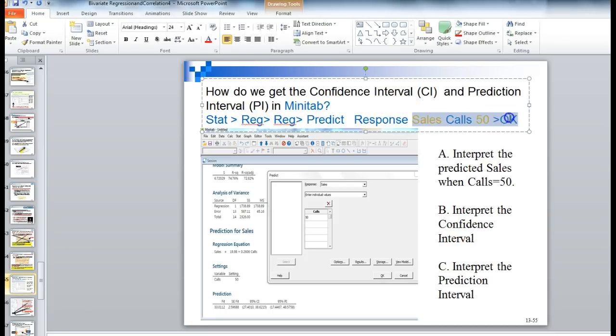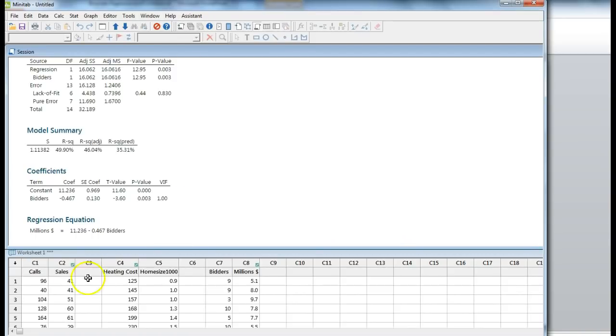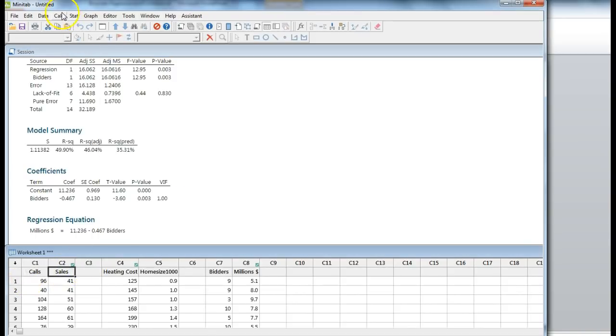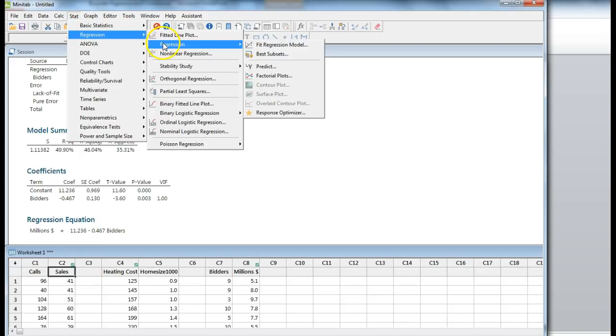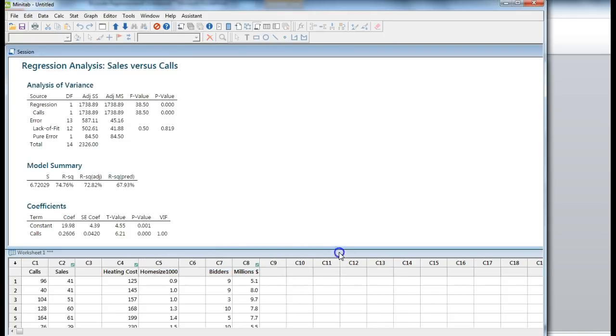We've got sales calls, and we want to predict what sales will be when calls are 50. So let's show you how to do that in Minitab. In Minitab, we're going to use these data on calls and sales. Stat, Regression, Regression. We have to first fit the model, and then with the second regression we can predict. But first, we have to fit the regression model. We're going to have sales and calls. So we run the regression, and now we can predict.